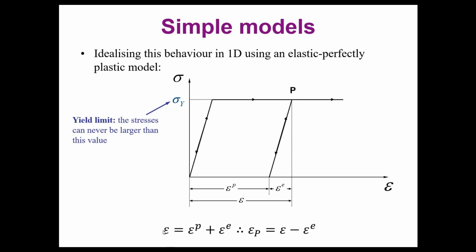So you see in here this equation that explains simply what the total strain is, which is the summation of the plastic and the elastic strains. And from there you can, of course, work out how to calculate the plastic strain just by doing this subtraction: the total strain minus the elastic strain.